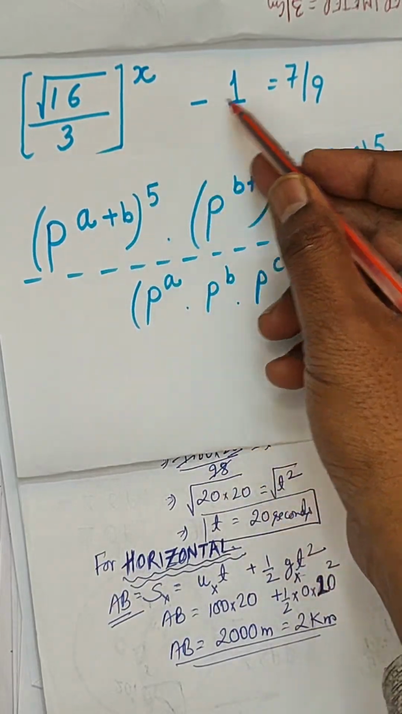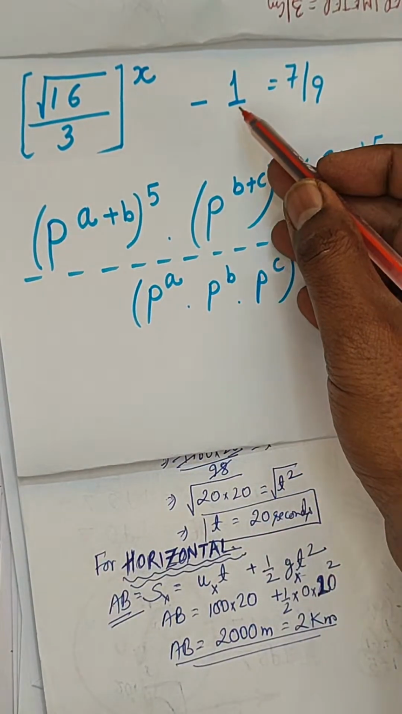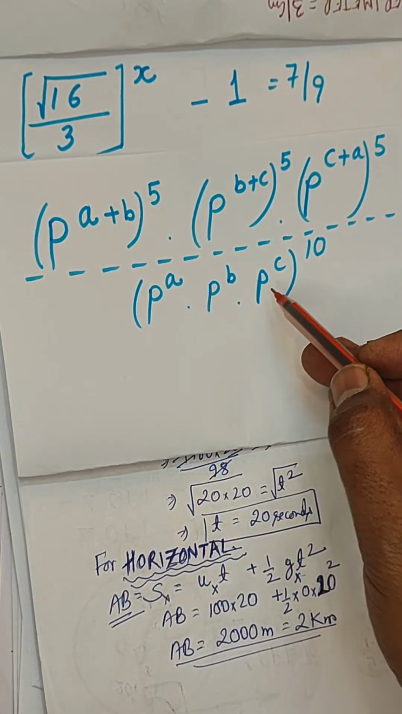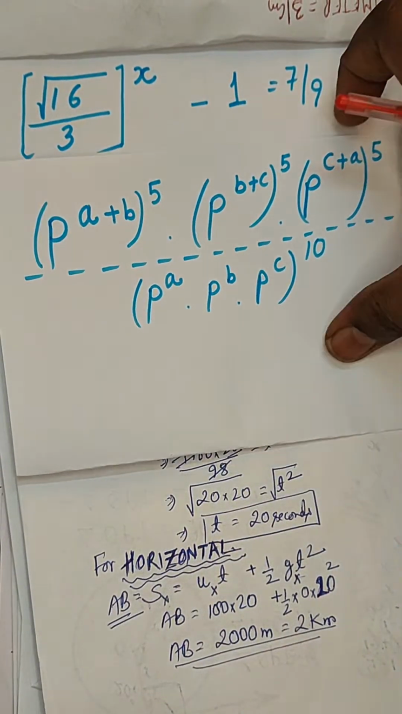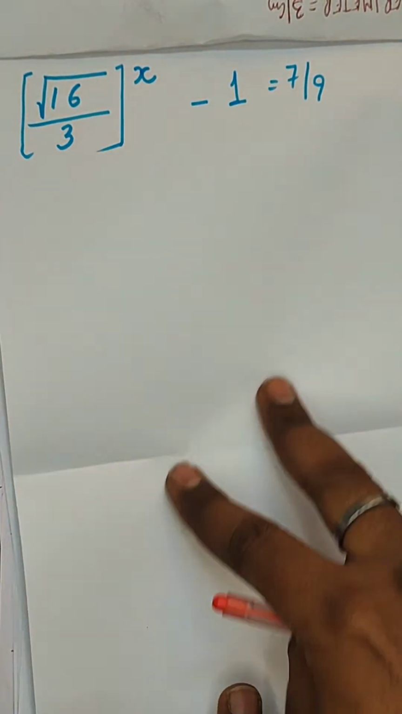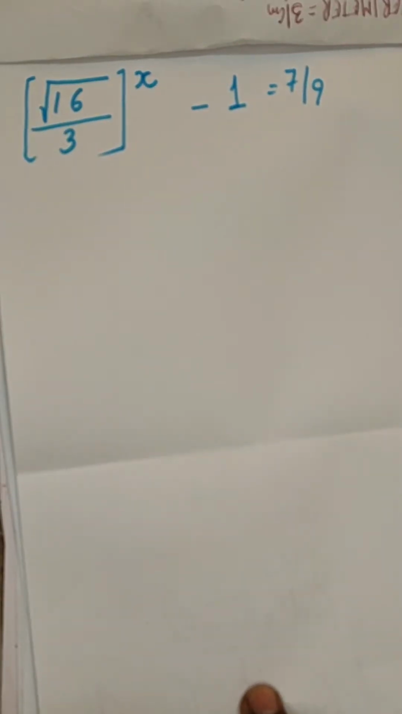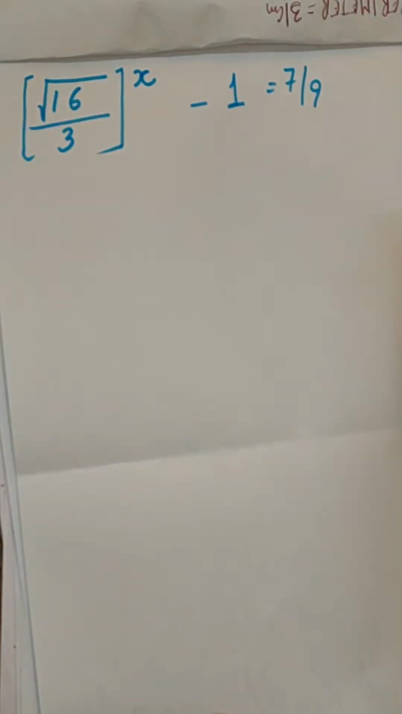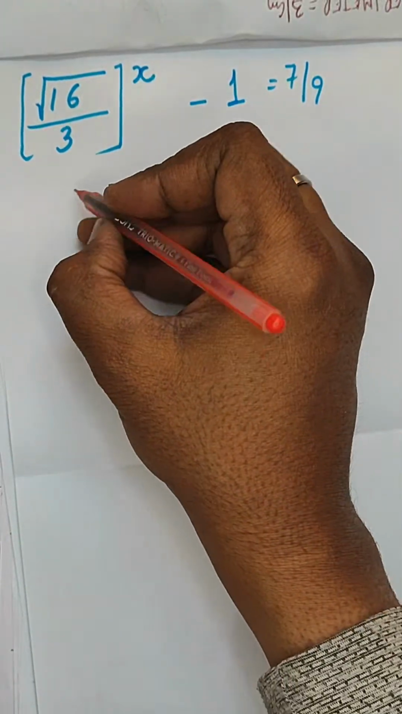The first question is this one where we need to find the value of x, and the second question is this one. Okay, so let us solve question number 1 first. It's given that root over (16/3)^(x-1) equals 7/9. So do one thing, my dear friends.